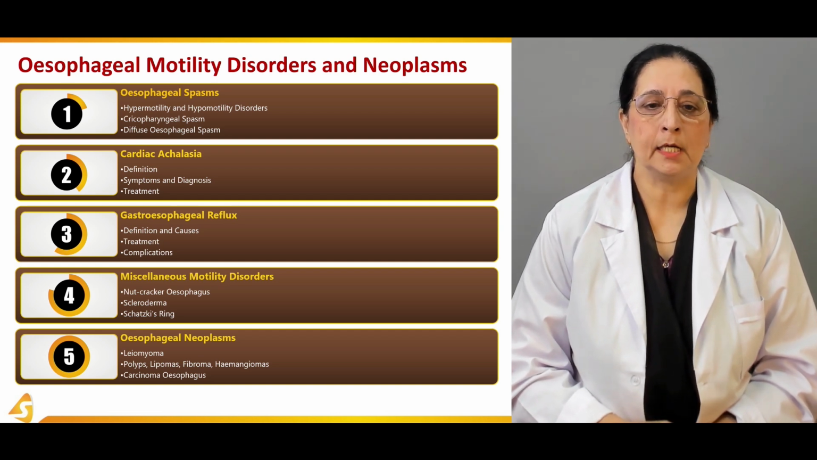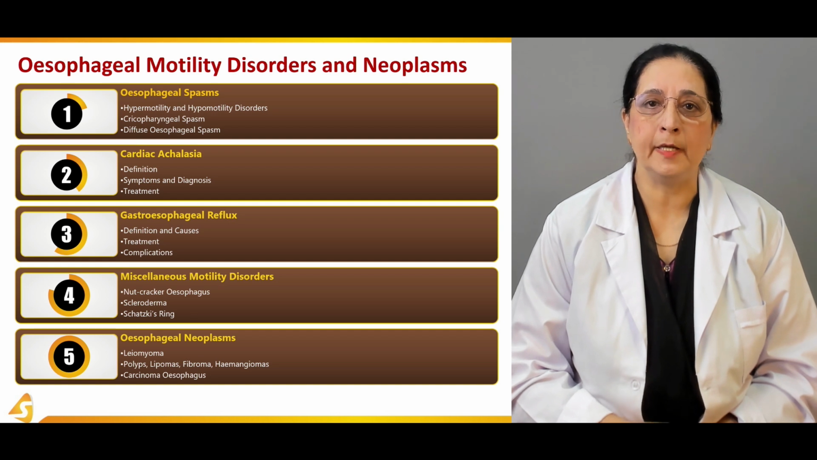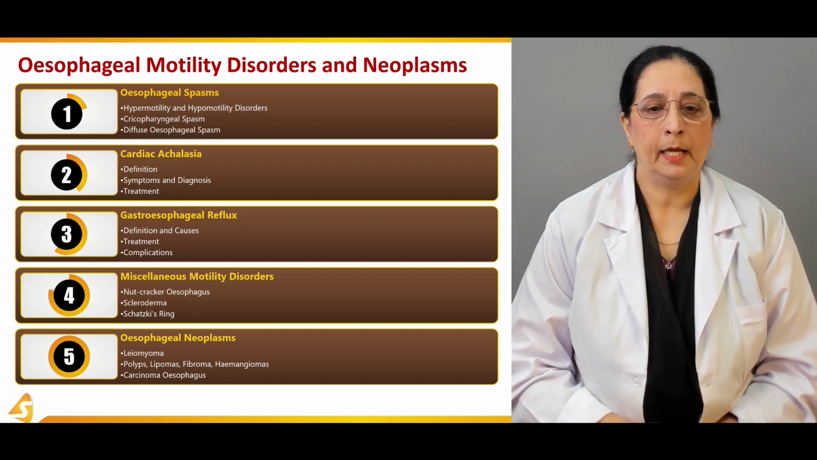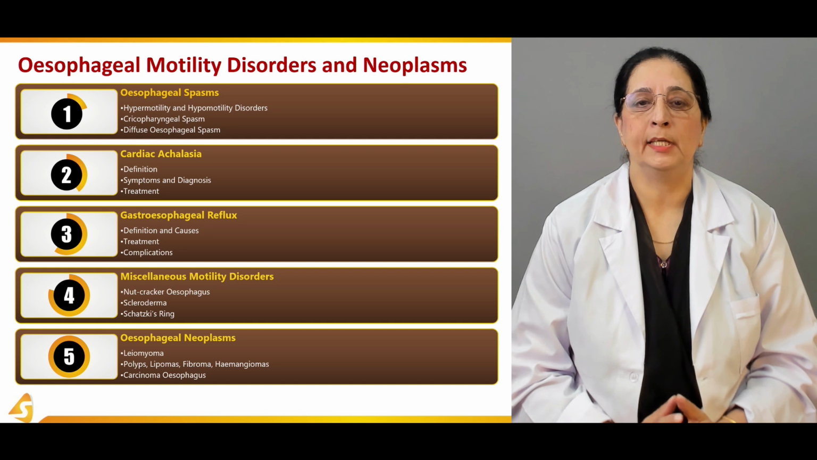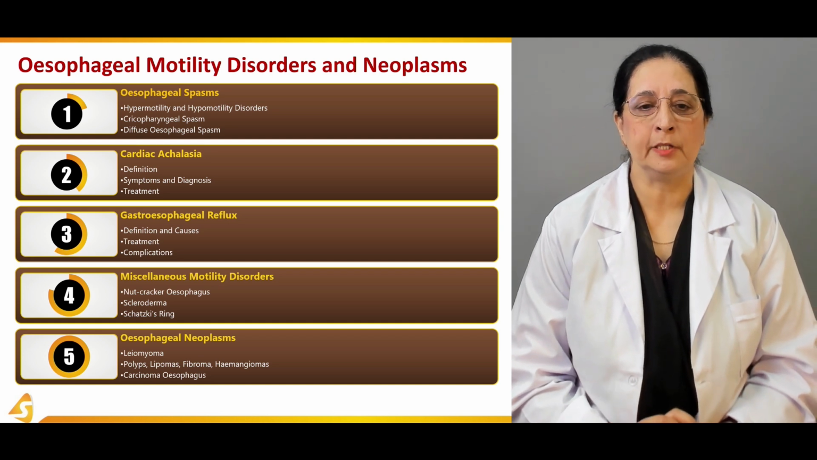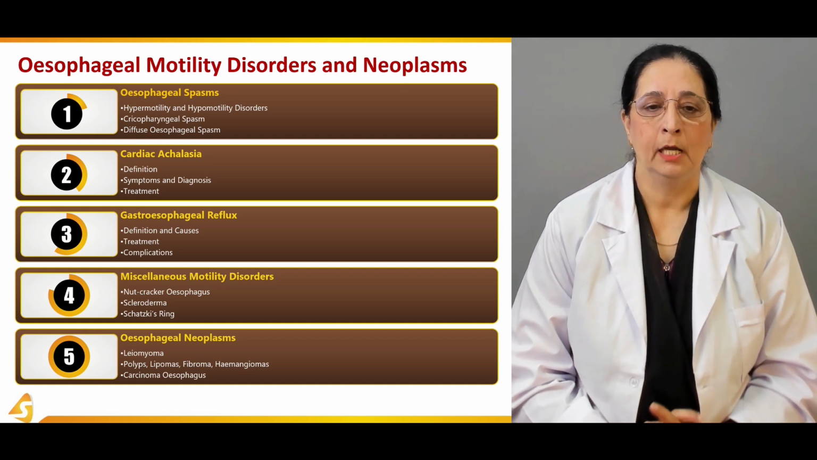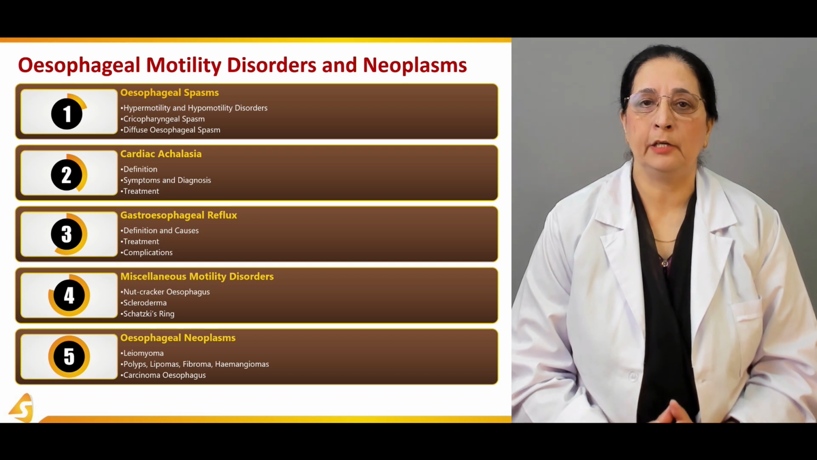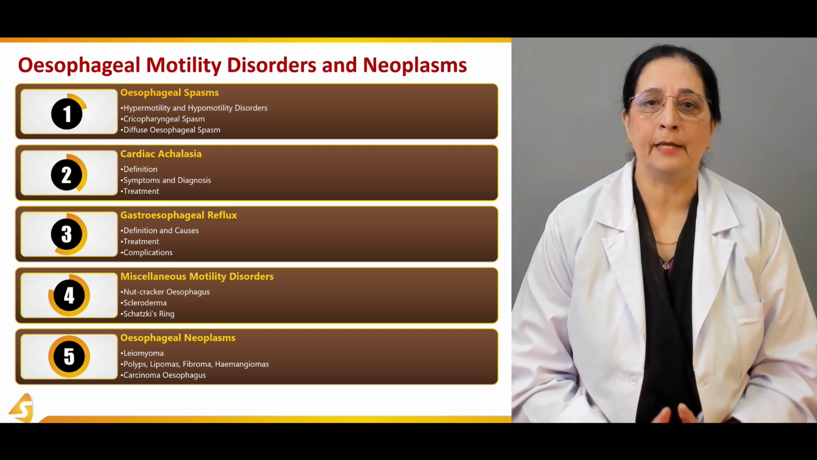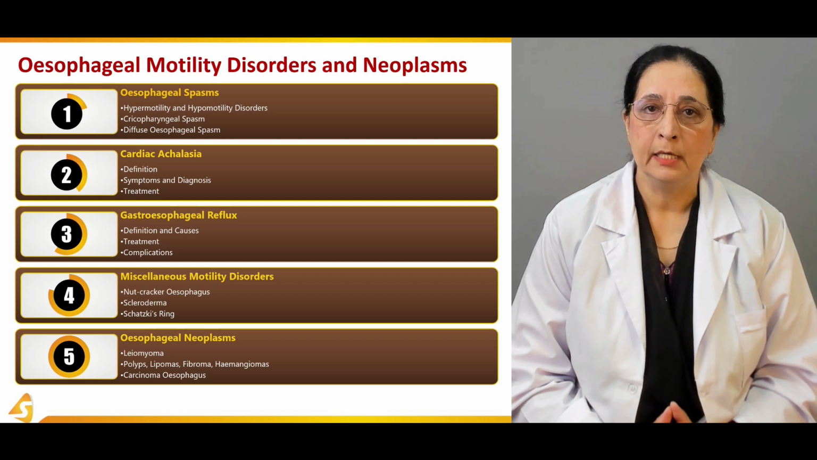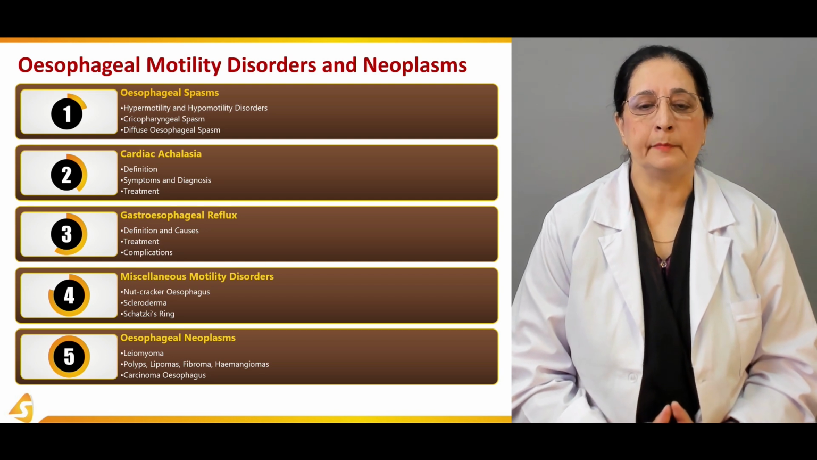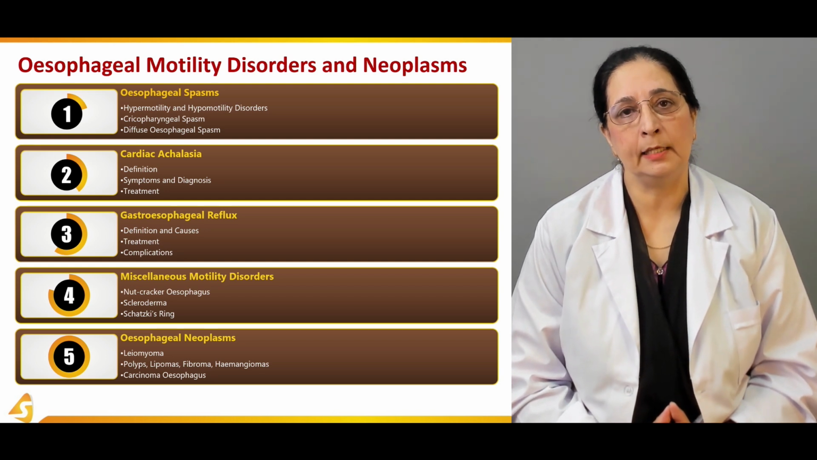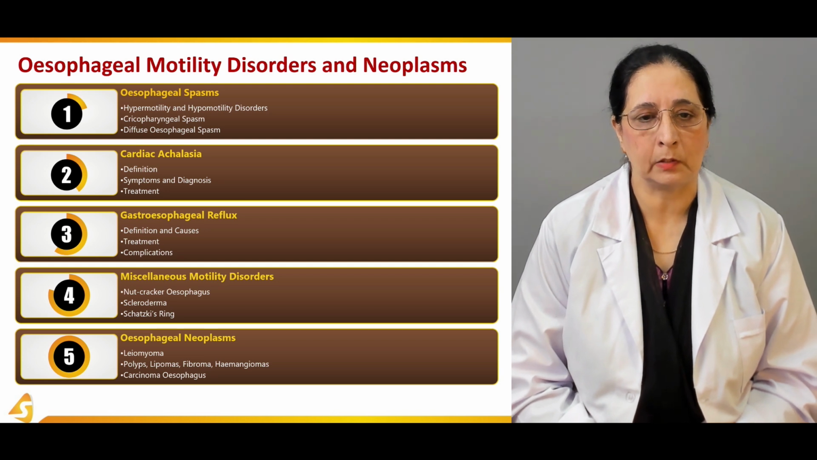Then we will discuss about the cricopharyngeal spasm, and then diffuse esophageal spasm. So in the first section, mainly the spasm of the cricopharyngeal area, then we will talk about diffuse esophageal spasm, and then hypomotility and hypermotility disorders.